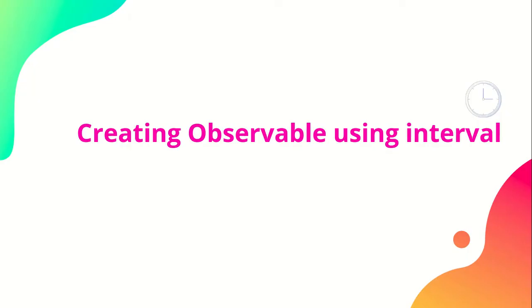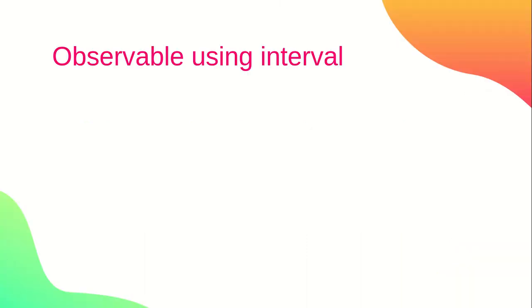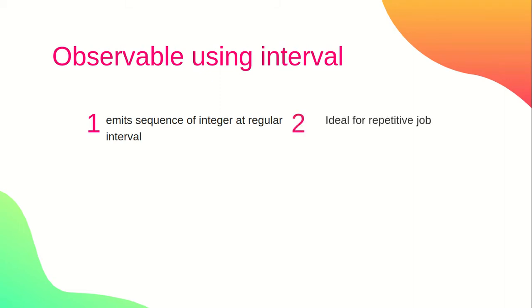Hi, in this chapter we will look at creating an observable using the interval method. Observable using interval, as the name suggests, emits a sequence of integers at a regular interval. So you can use this whenever you want to perform an operation at a regular interval. Observable using interval is ideal for repetitive jobs.